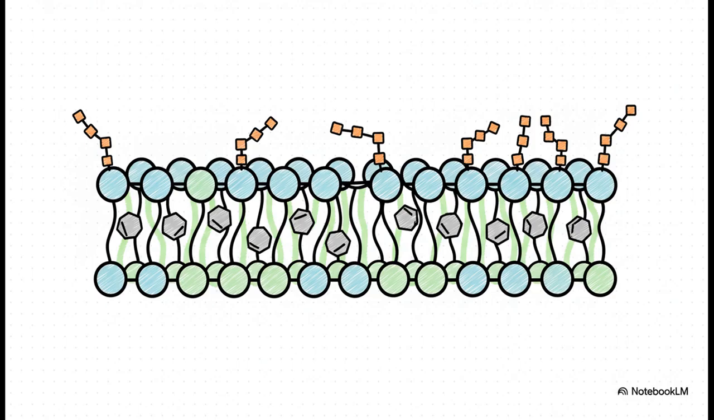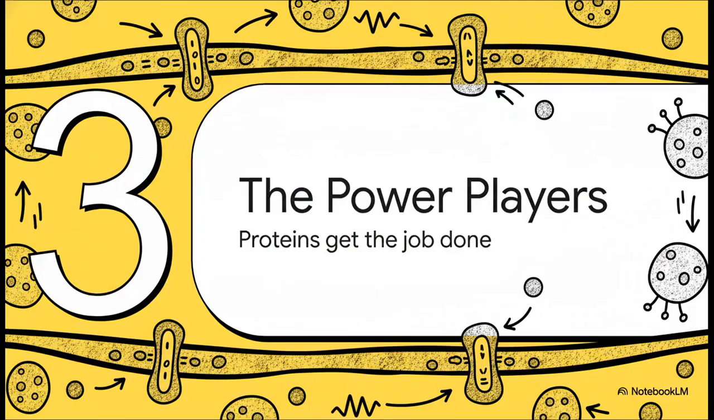You can think of them as little ID tags that help cells recognize each other, which is super important. Okay, so we've built our basic wall. But a wall's kind of useless if you can't have doors or windows. And that brings us to the real action heroes of the membrane, the protein power players.